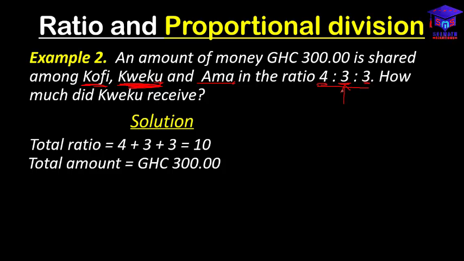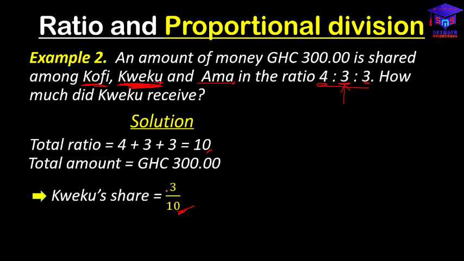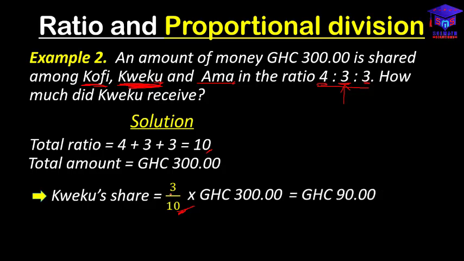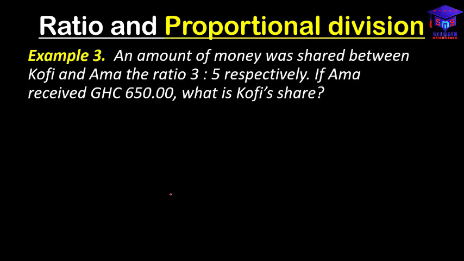So in writing Kweku's fraction, it will be 3/10, the ratio that corresponds to Kweku over the total ratio. So Kweku's fraction will be 3/10. Remember, we use the fraction to get Kweku's share. So Kweku's share will be his fraction times the total amount that he is supposed to share, and that will give us 90 Ghana cedis. This is quite simple. Now let's take another example.